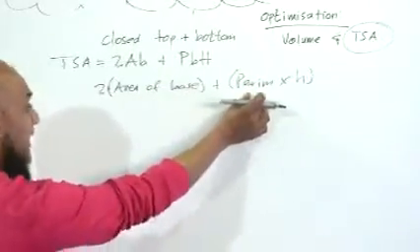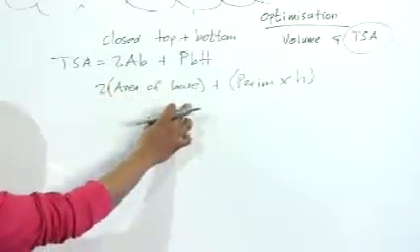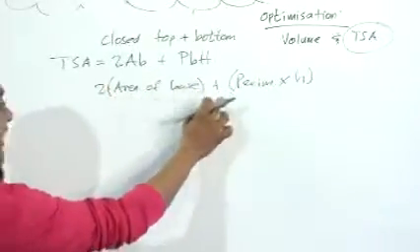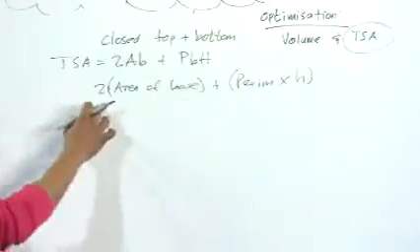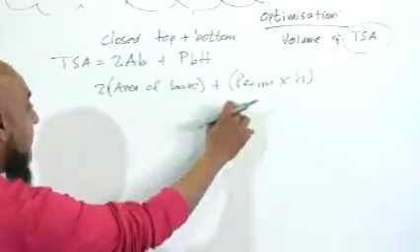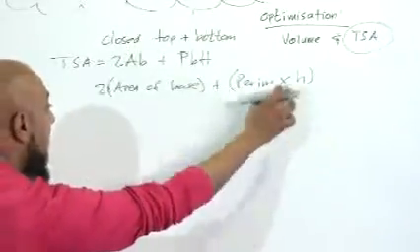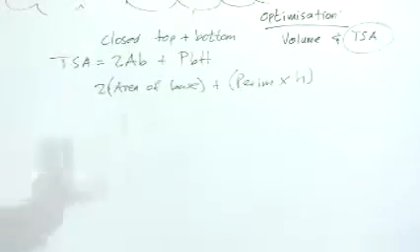Perimeter of base would be 2 pi r. If this was a cube, 2 times area of base would be 2 times length times breadth plus perimeter of the base, in a cube 4 times side times your height. If this was a rectangular prism, 2 times length times breadth plus, in brackets, 2 times side plus 2 times side times your height. Okay, so you can adjust this formula for all your different shapes.